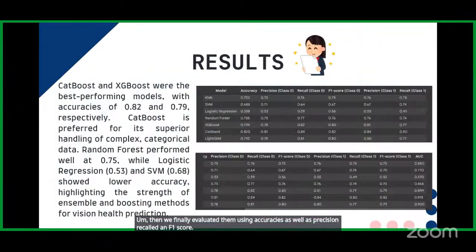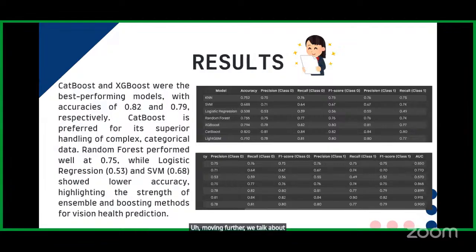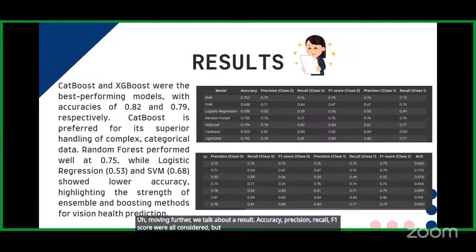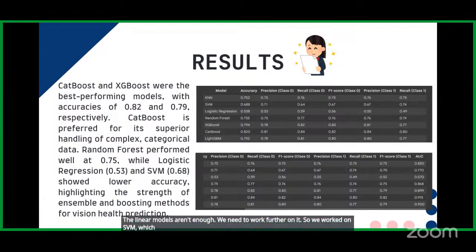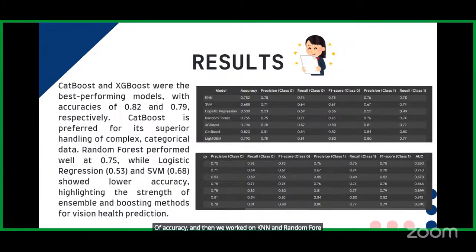Moving further, we talk about results. Accuracy, precision, recall, and F1 score were all considered, but accuracy is what gave us the overall picture. As you can see, logistic regression scored the lowest, which showed that linear models aren't enough. We need to work further on it. So we worked on SVM, which was also not enough because it only gave 68% accuracy. And then we worked on KNN and random forest, which both gave the same result, around 75%.